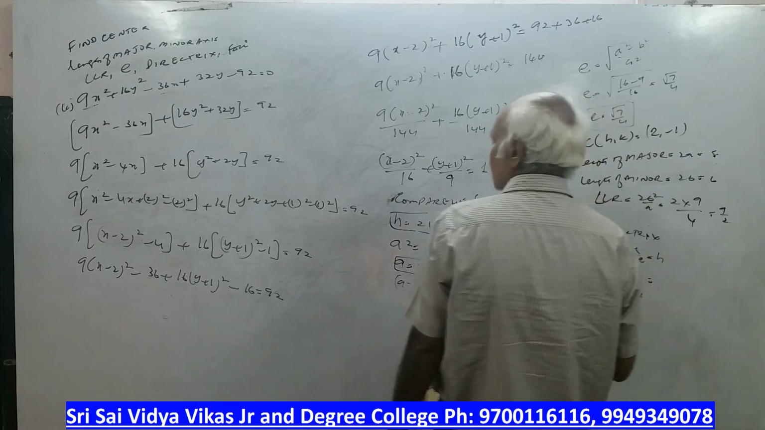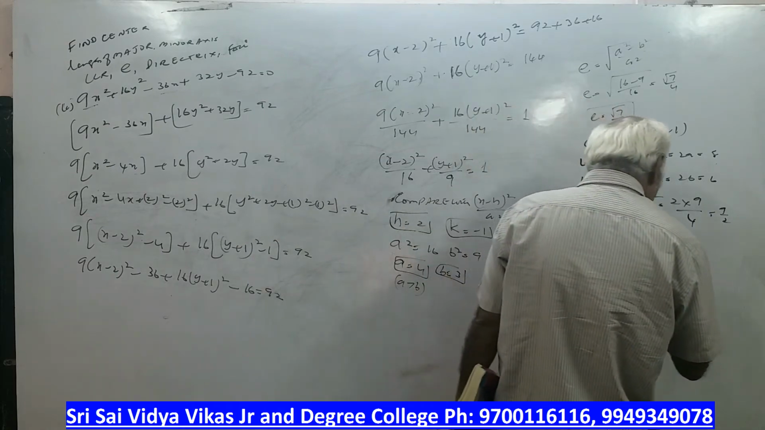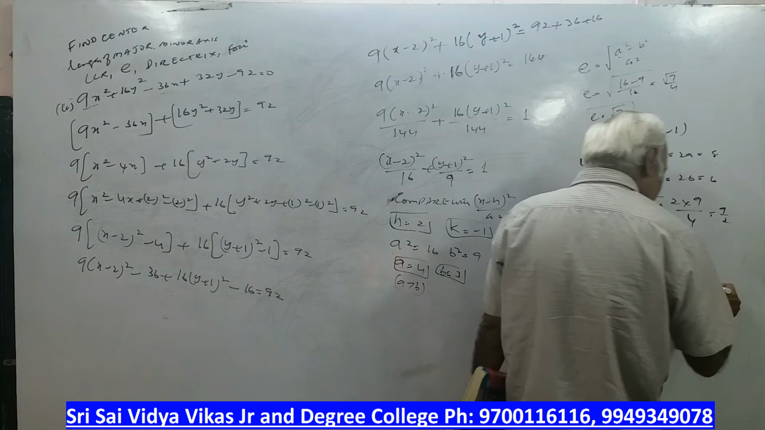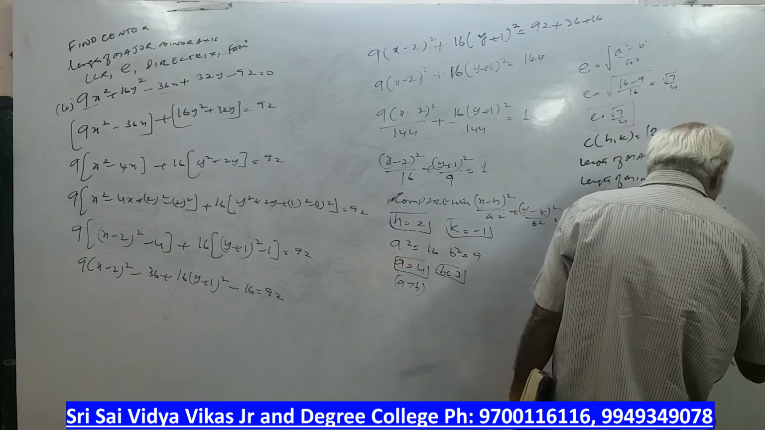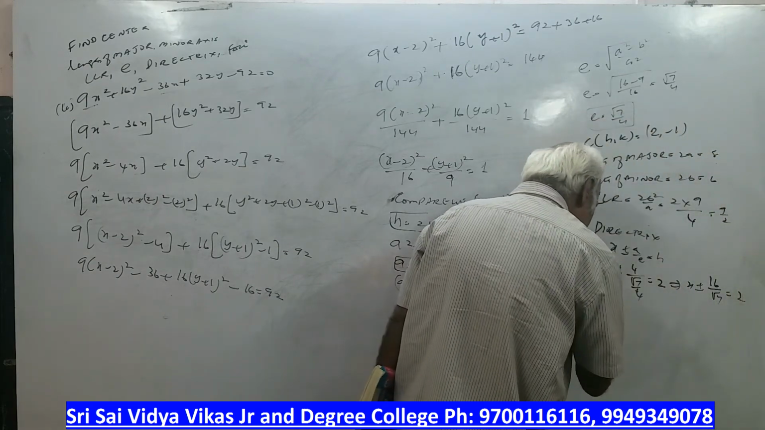What is the h value? H value is 2. So x plus or minus 16 by root 7 is equal to 2. Next, 4c.